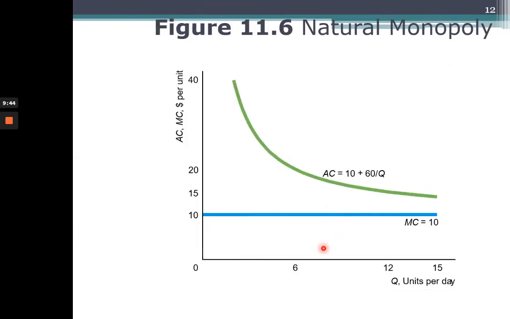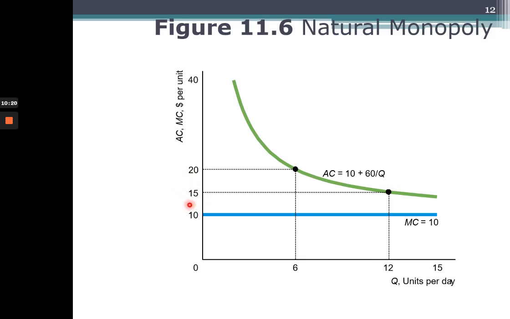So let's have a look. In this example, we've got a fixed marginal cost here, and we've got economies of scale, a falling long-run average cost curve. We can see that if you had two firms, each producing 6 units, they would be doing so at a cost of $20 per unit, as opposed to one firm able to produce 12 units, which could be achieved at a lower cost of $15.